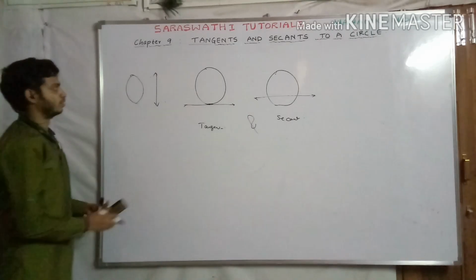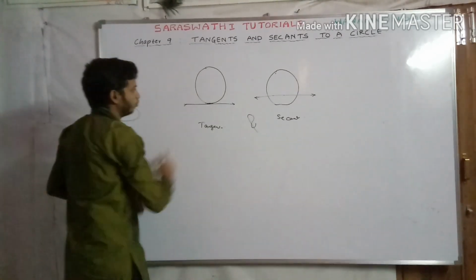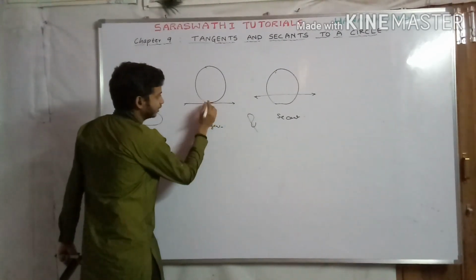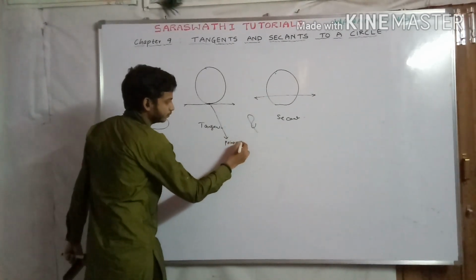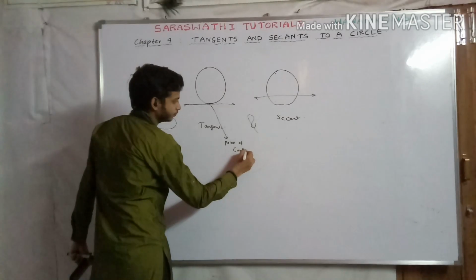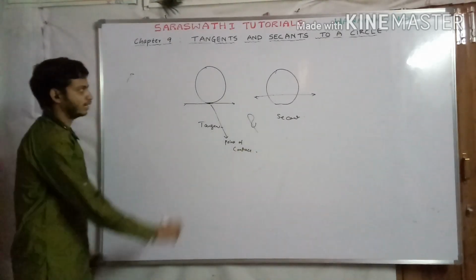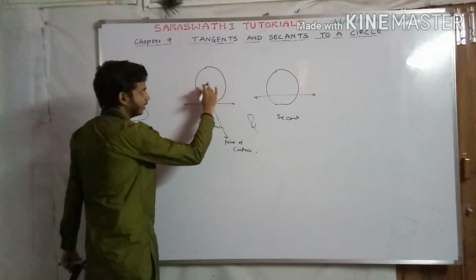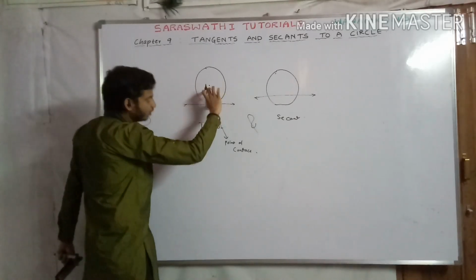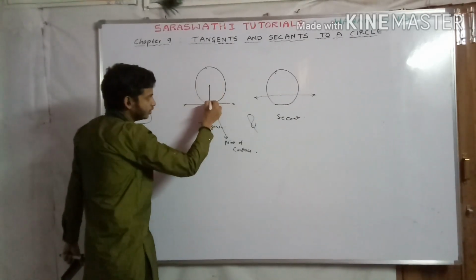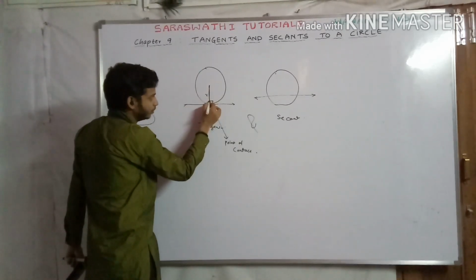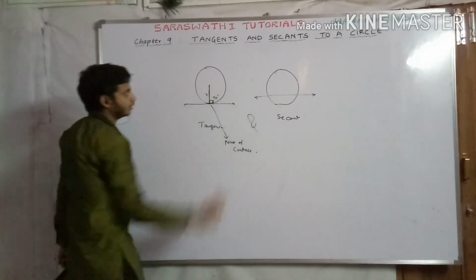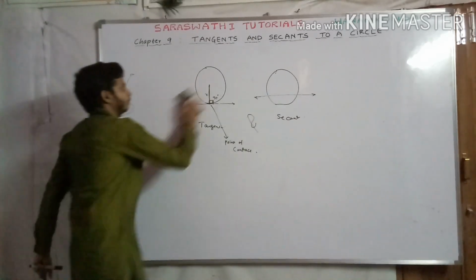The point at which the tangent meets the circle is known as the point of contact. The radius drawn to the circle from this point of contact is perpendicular to this tangent. So this radius is perpendicular to this tangent, that means the angle here is 90 degrees.